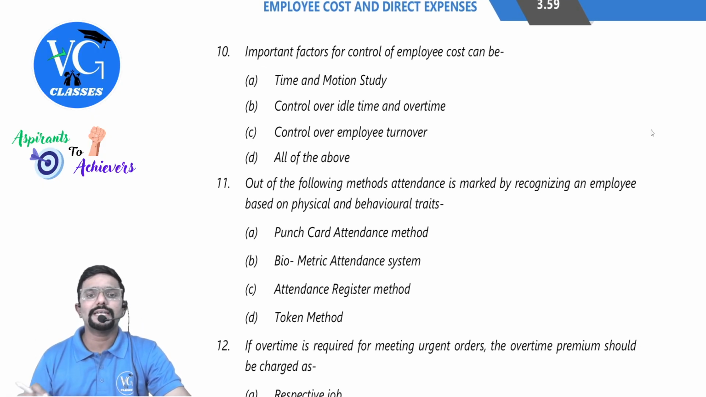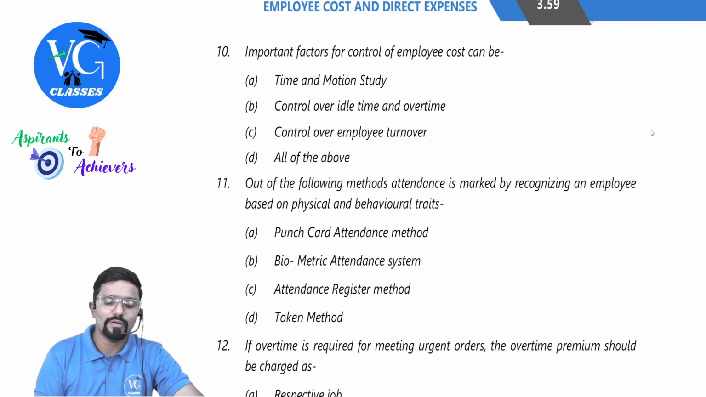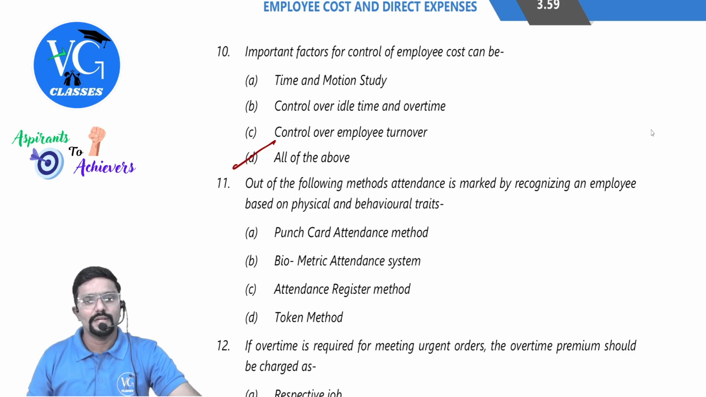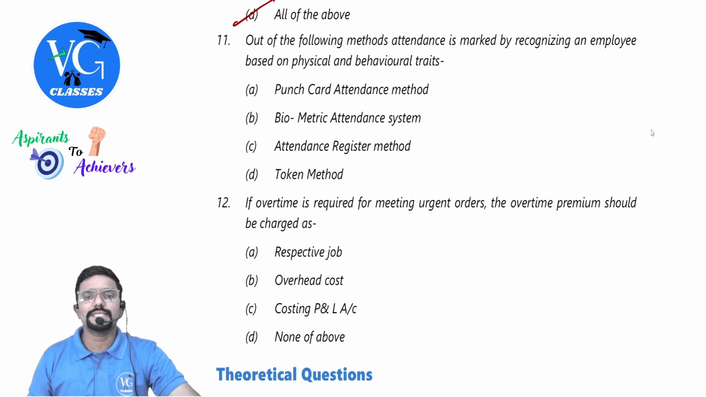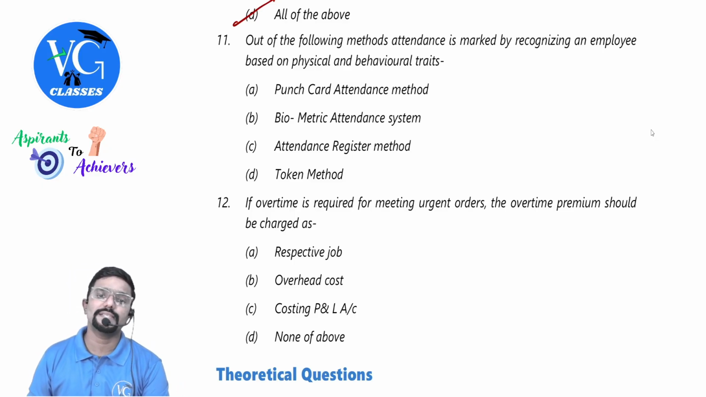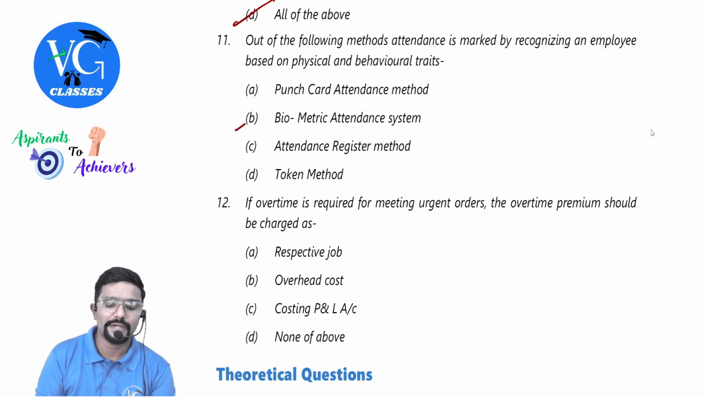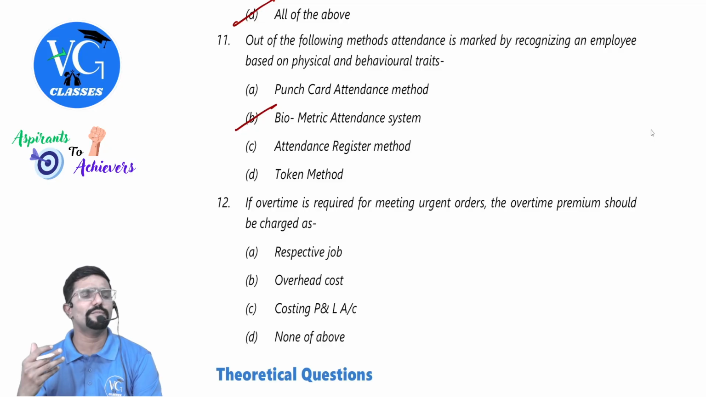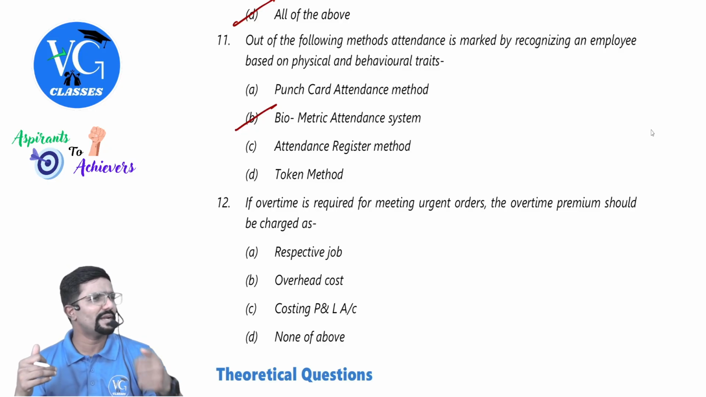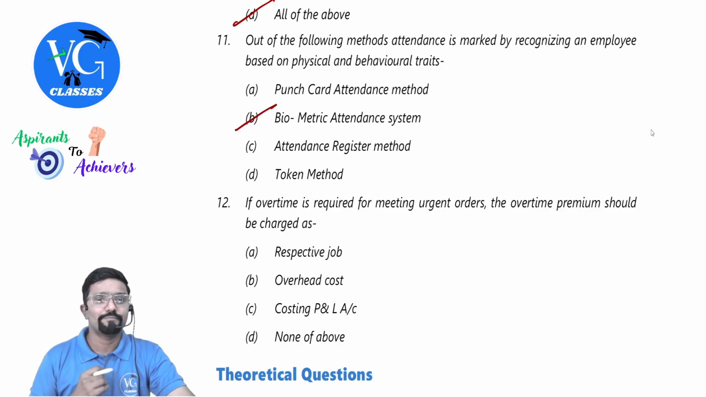10th one. Important factors for control of employee cost can be time and motion study, control over idle time and overtime, control over employee turnover, all of the above. All of the above. 11th one. Out of the following methods, attendance is marked by recognizing an employee based on physical and behavioral traits: punch card attendance method, biometric attendance system, attendance register method, token method, guys. Biometric, because physically I have to be there, and based on my thumb impression, face recognition, or eye retina, they would have done scanning.